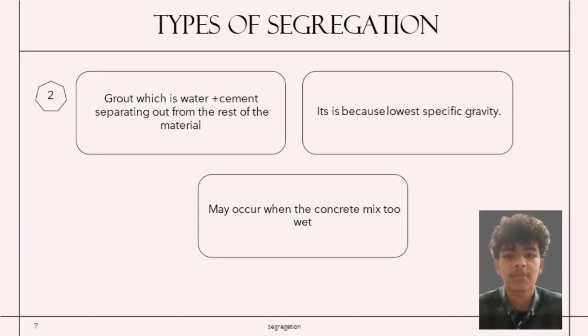The second type is grout, which is water plus cement separating out from the rest of the material because of the lower specific gravity. This type of segregation may occur if the concrete mix is too wet. A well-designed concrete does not segregate if rightly mixed and batched.